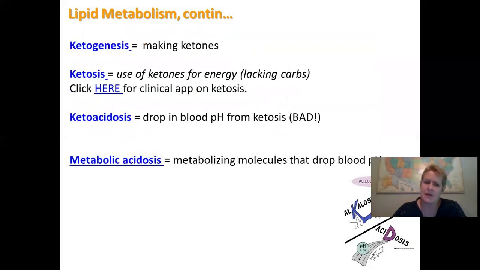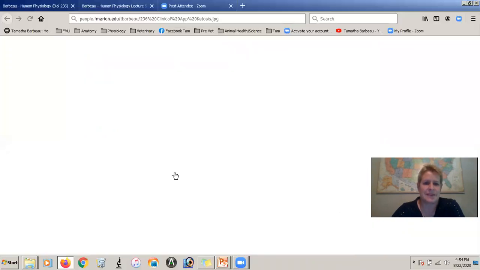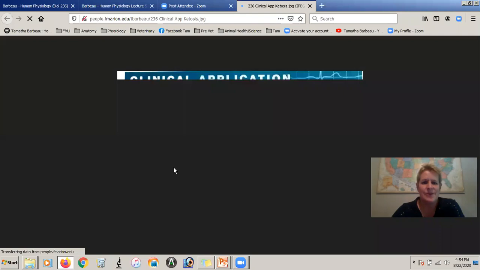But let's back up here and look at the clinical app on ketosis. All right, because that's going to be important in nursing, in everyday life for a nurse. Let me give it a minute to pull up here. All right, slow, but it's happening. Come on, clinical app, there you go.